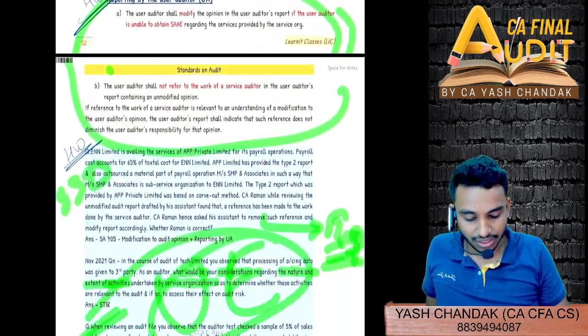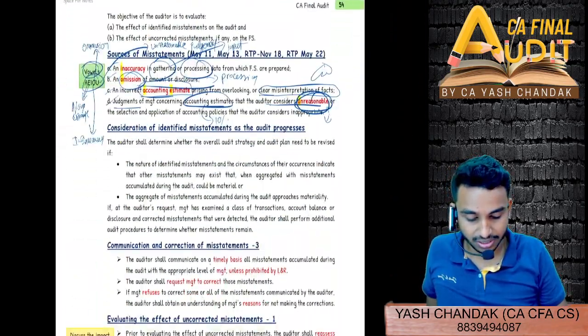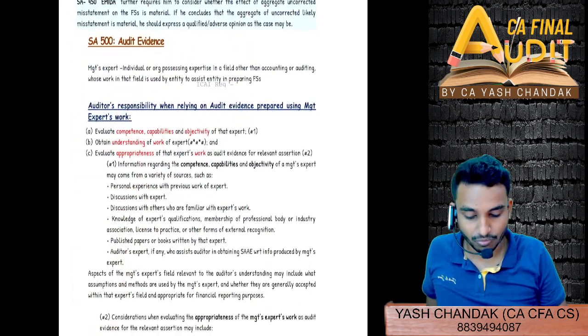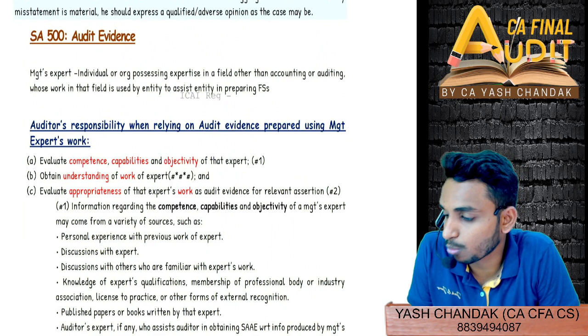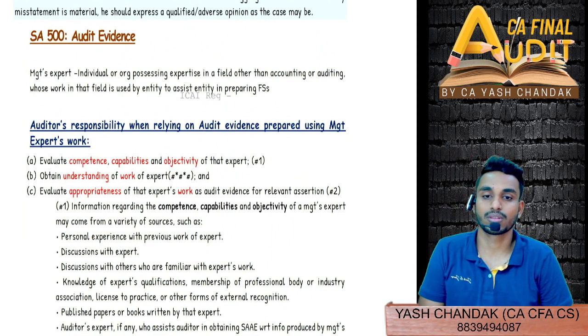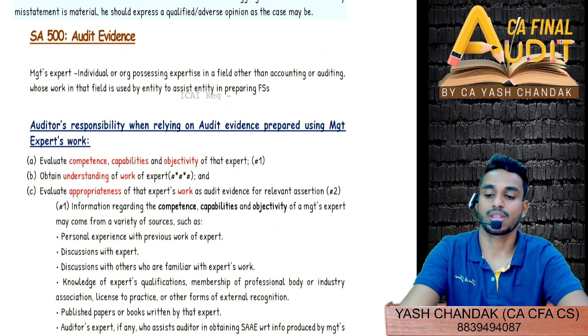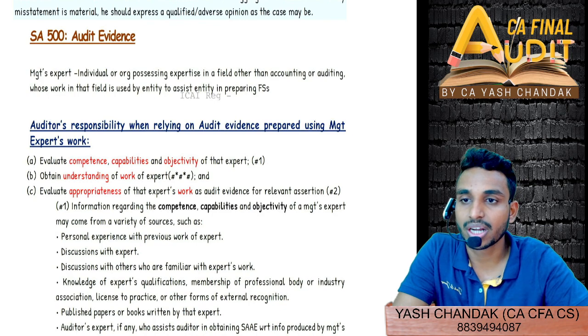So we'll start with SA 500. Do you want a break, or shall we start tomorrow? We can start today as well.